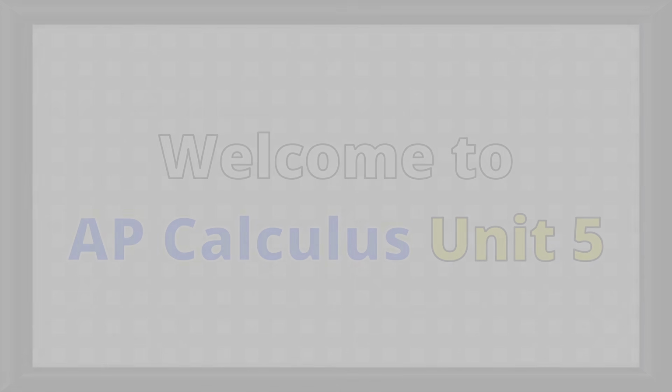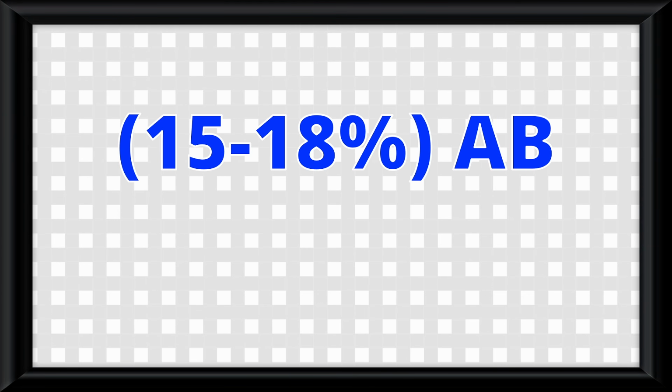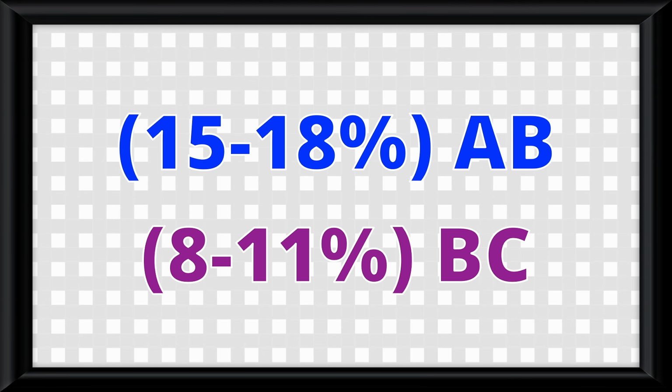This is a unit worth a lot on both AP exams. It's 15 to 18% on the AB exam and worth 8 to 11% on the BC exam.